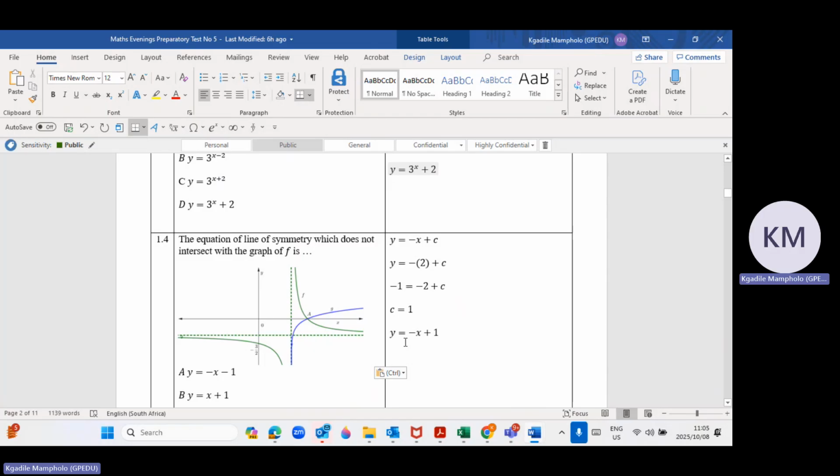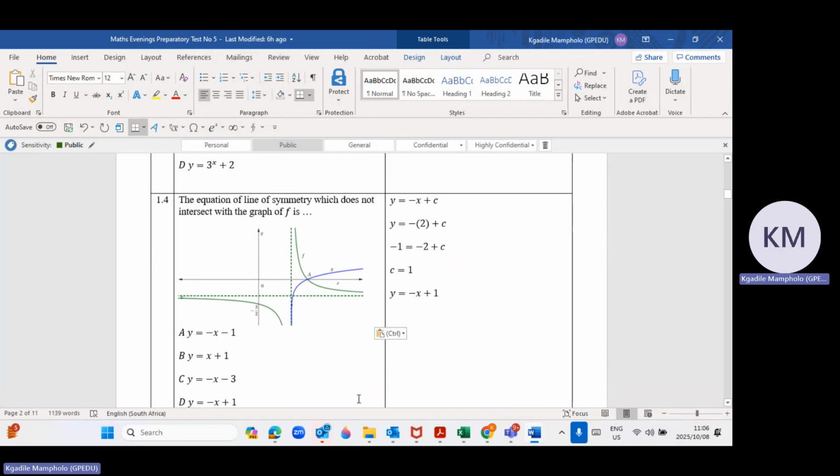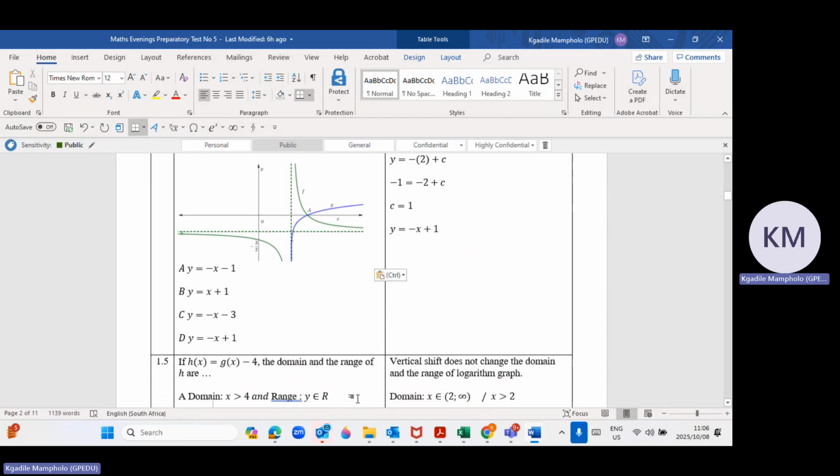But if the question was saying the one which intersects with the graph, then we'll be referring to the one with positive gradient. But here we want the one which does not intersect with the graph, which happens to be the one with the negative gradient. So the equation of the line of symmetry which does not intersect with the graph would be y equals -x plus 1.